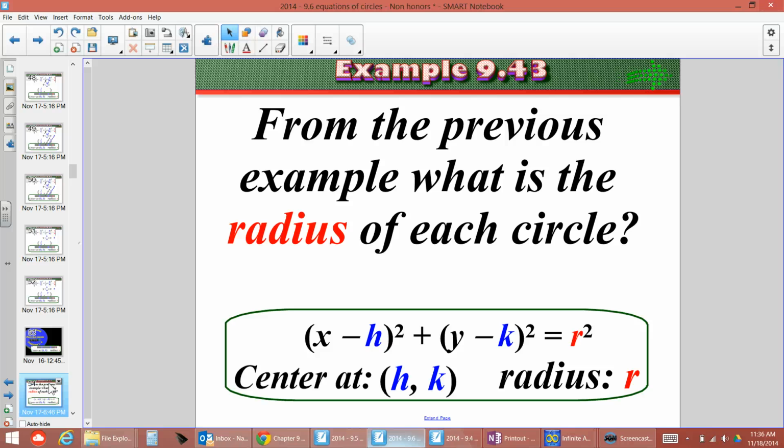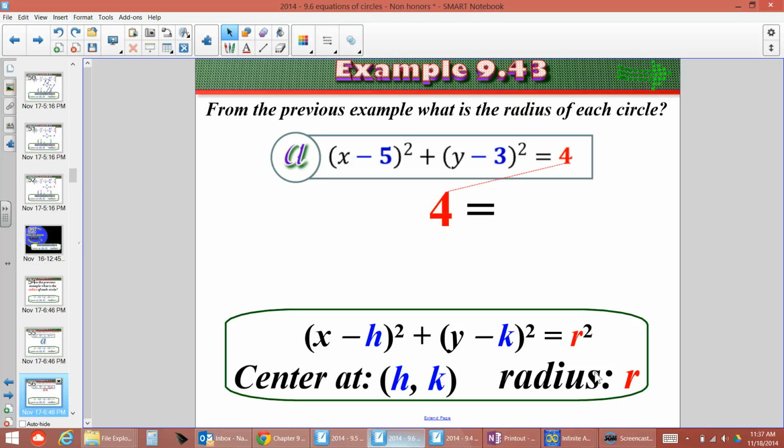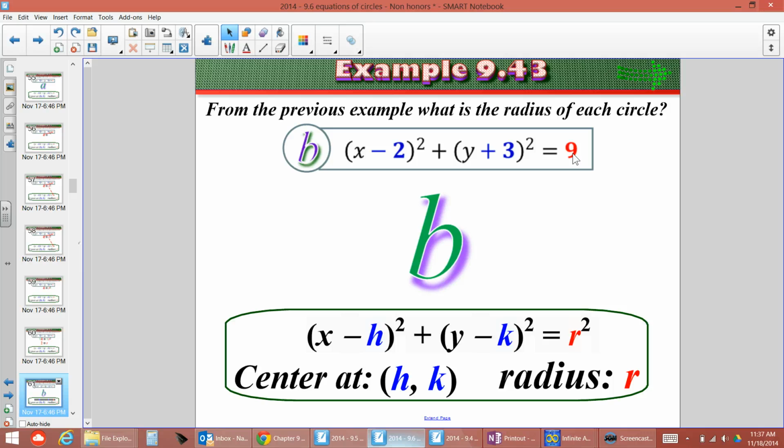So if I go on, from previous example, what is the radius of each circle? We're going back through every one, looking for just the radius. Now if I look at the equation, I notice that over here it says r squared. So this 4 really equals r squared. If I square root both sides, I end up with r equaling 2. So again, all we have to do is whatever it equals, square root it. And you'll see that as we go along.